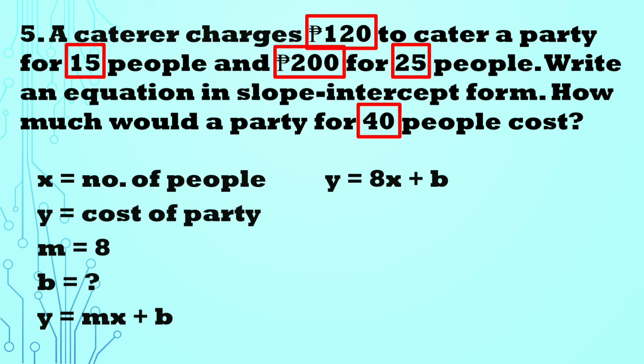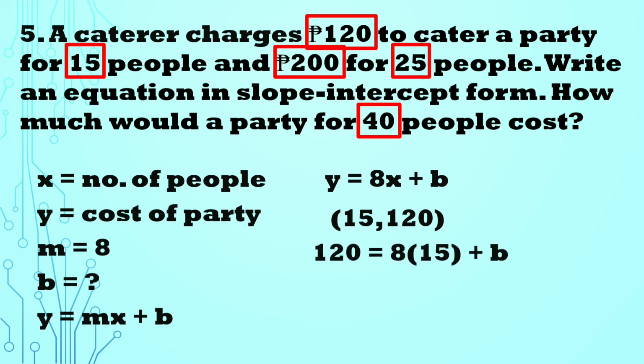At para mahanap natin si b, kumuha tayo ng isa dun sa ating coordinates. So, kahit ano naman dun sa pair na yon ay pwede. So, ang ginamit ko po ay 15 and 120. So, si 15, substitute natin kay x at si 120, substitute natin kay y. So, we have 120 equals 8 times 15 plus b.